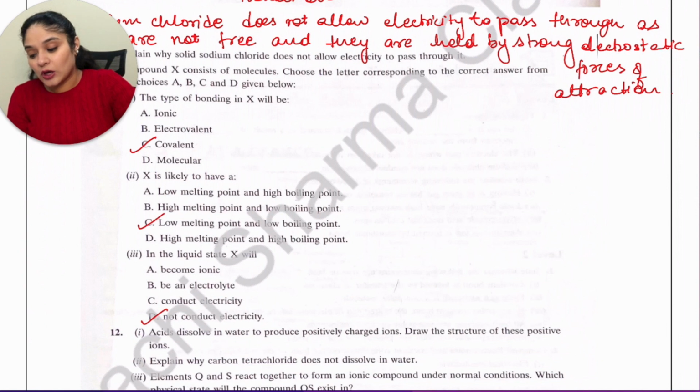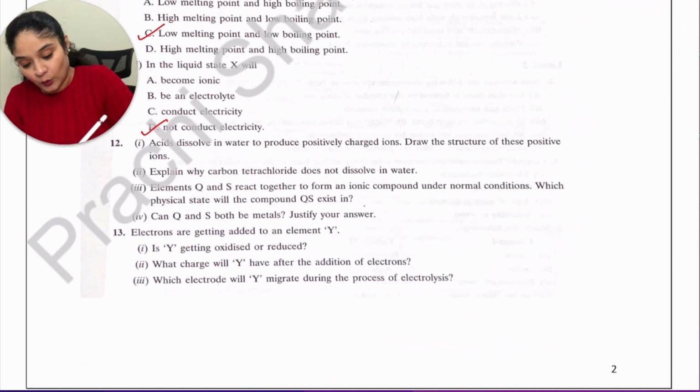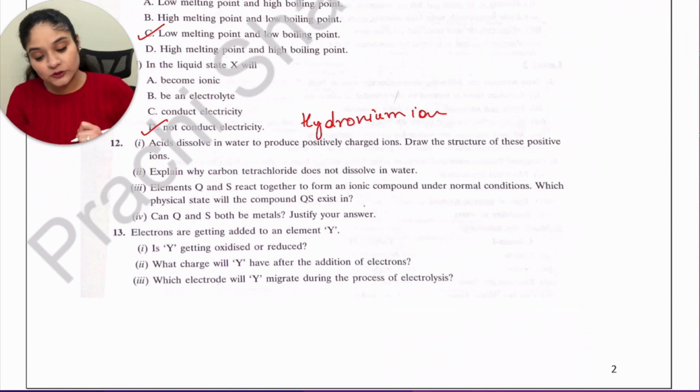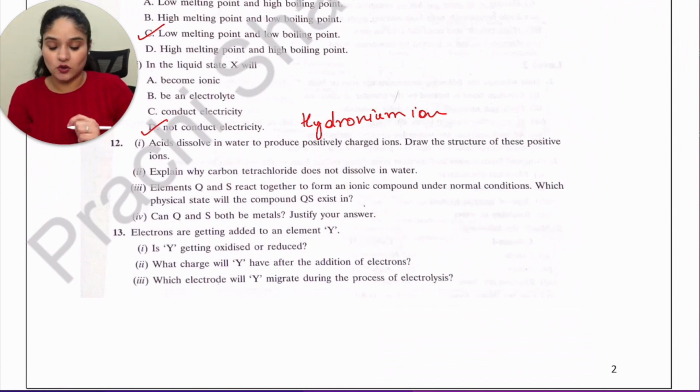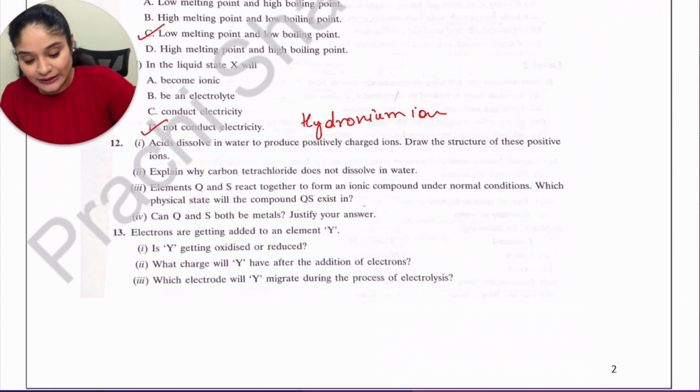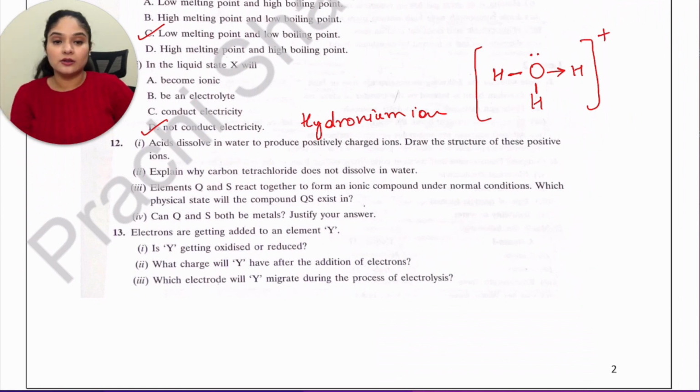Now, acids dissolve in water to produce a positively charged ion. So acids dissolve in water to give you H plus ions or hydronium ions. So in this case, you'll be writing hydronium ions. Draw the structure of these positive ions. You have the structure already discussed with you. If you want, I'll quickly make it here. So oxygen, lone pair, 3 hydrogens. 2 of the hydrogens have the single covalent bonds, and one of them has a lone pair. So this is how your hydronium ion should look.